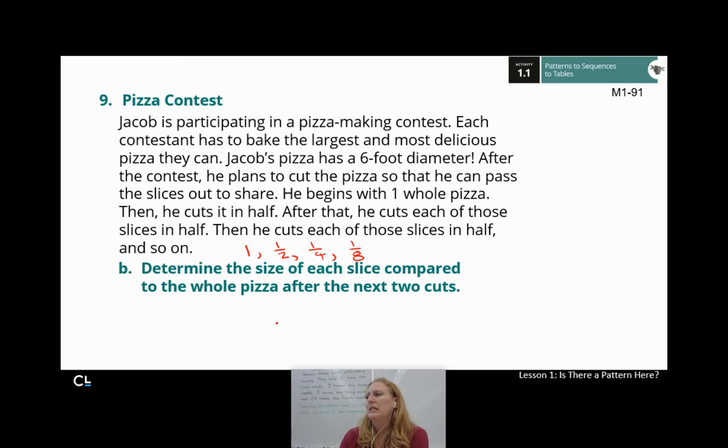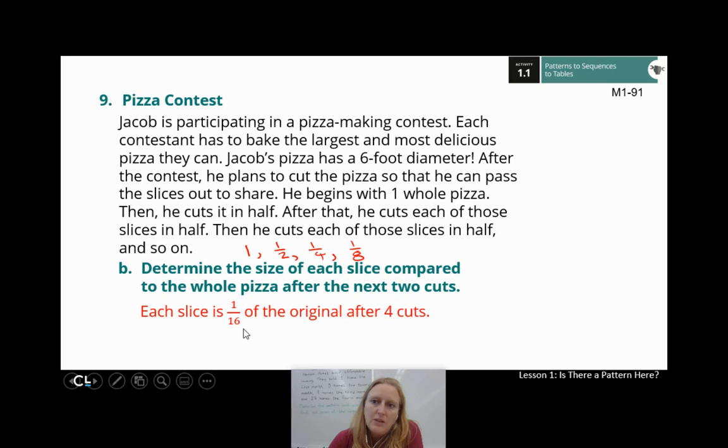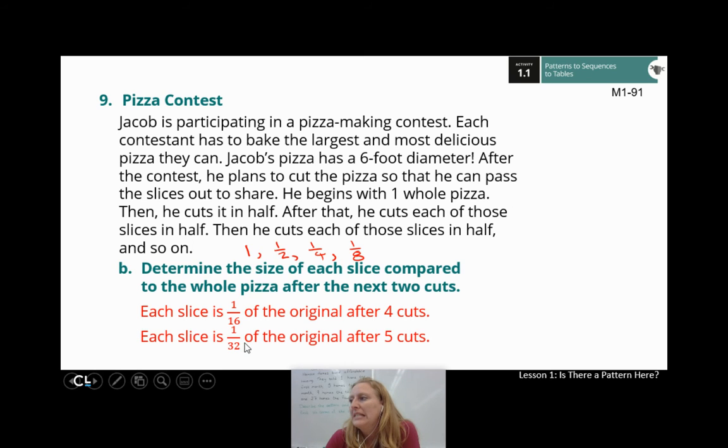So that means the next cut, so we've cut 1, 2, 3 times. So on the fourth cut, half of 1/8 is 1/16. So we're down to 1/16 of the original pizza. And if we cut that in half again on our 5th cut, then that means we're down to 1/32. Half of 1/16 is 1/32.